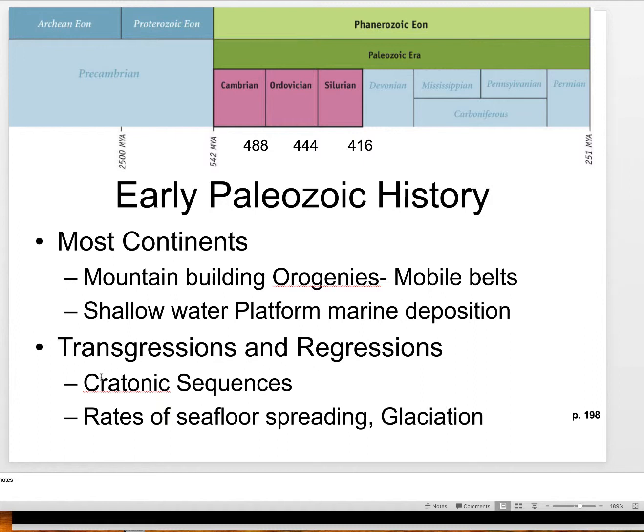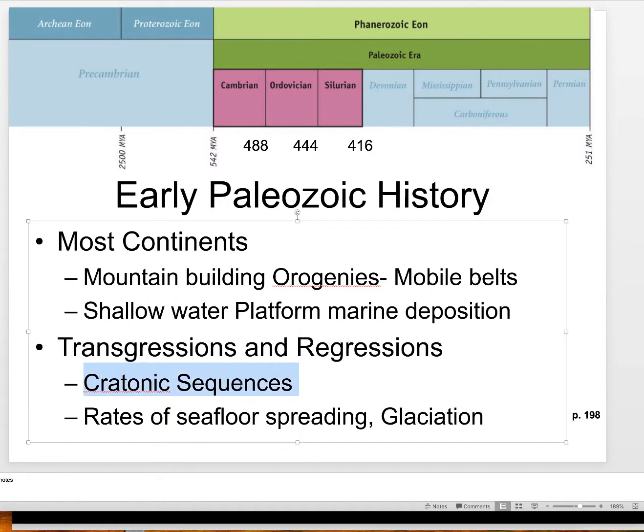So for the transgressions, we're going to break them out into these cratonic sequences. And there are 4 of these cratonic sequences in the Paleozoic that we'll talk about. And then what could be causing these changes in sea levels? Well, maybe we're seeing advances and retreats of glaciers. What we know is happening in the Paleozoic is Gondwana is forming in the Neoproterozoic to early parts of the Paleozoic, and it's moving over the South Pole. So glaciation is a key factor for sea level fluctuations.